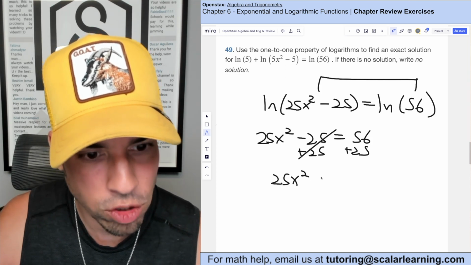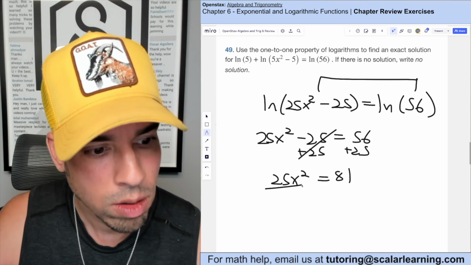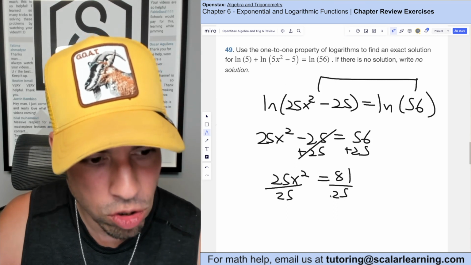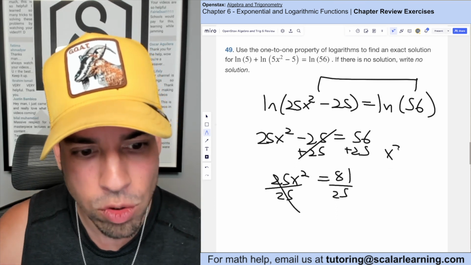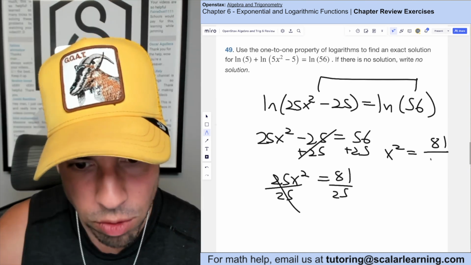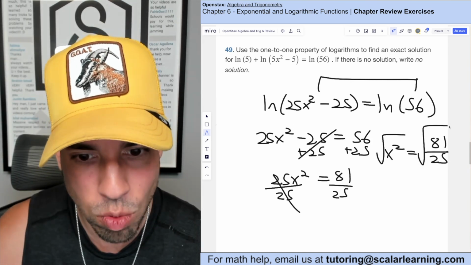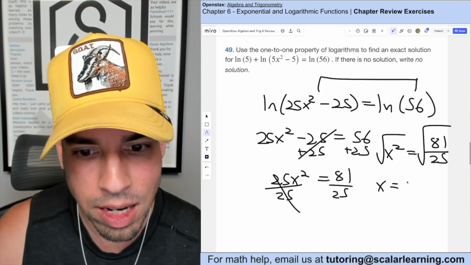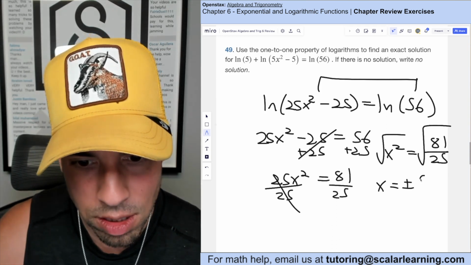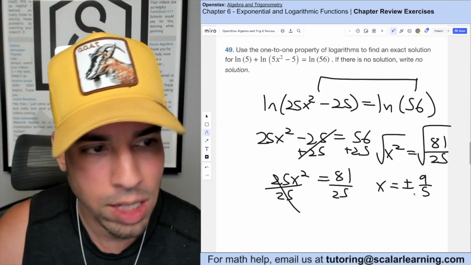Now once we get here, I'm going to add 25 to both sides and do our typical isolation. So we get 25x squared equals 81. Then we're going to divide by 25 like so. And then I get x squared equals 81 over 25. Last step, we're going to take the square root of both sides. And I get x equals plus or minus the square root of 81 is 9, the square root of 25 is 5. So we got these two solutions.